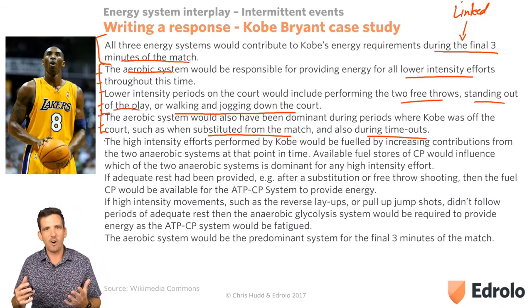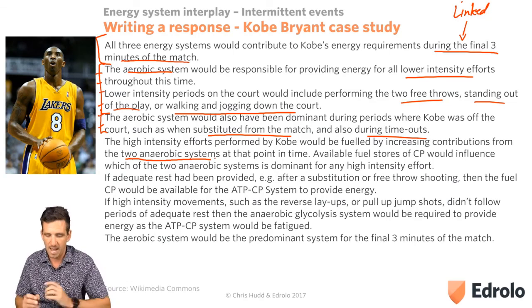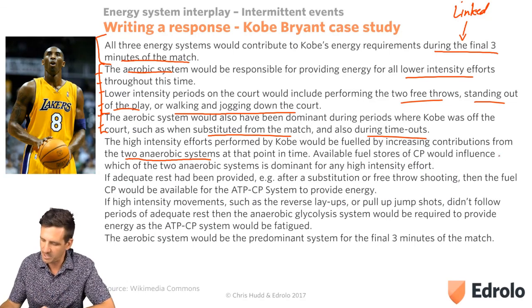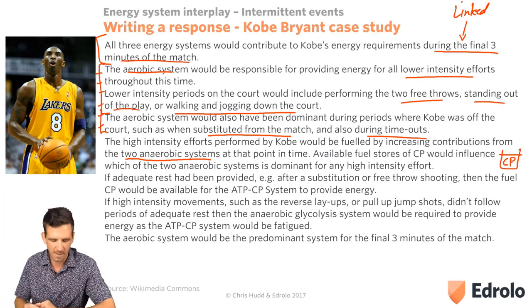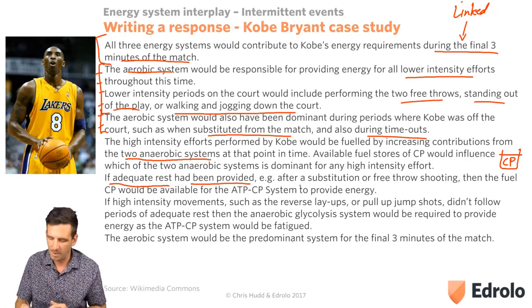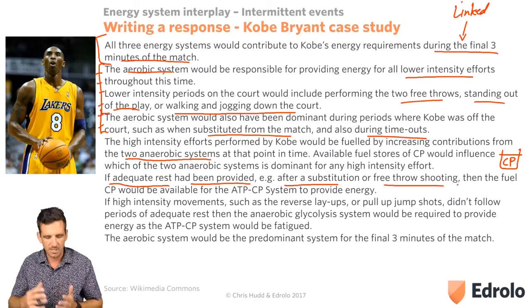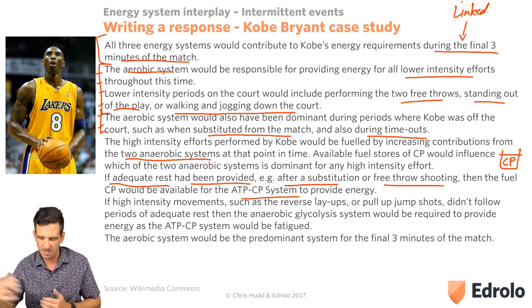Then I want to talk about all the high intensity stuff he does as well. The high intensity efforts would mean increasing contributions from the 2 anaerobic systems at that point in time. Now it's important to understand that how much CP is readily available at any given time will influence which one of the 2 anaerobic systems is dominant for that effort. So if adequate rest had been provided, for example, after substitution or after the free throw shooting, then the CP fuel would be available for the CP system to provide the energy for that next effort.